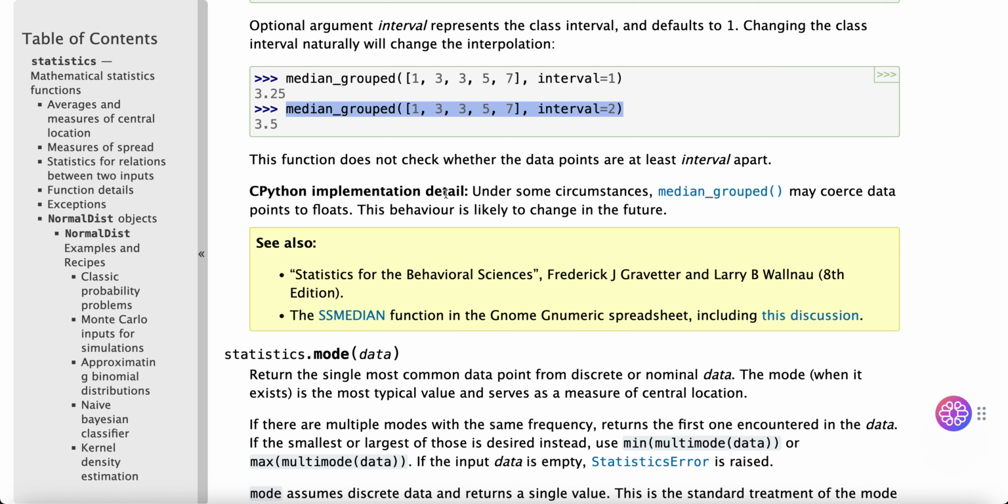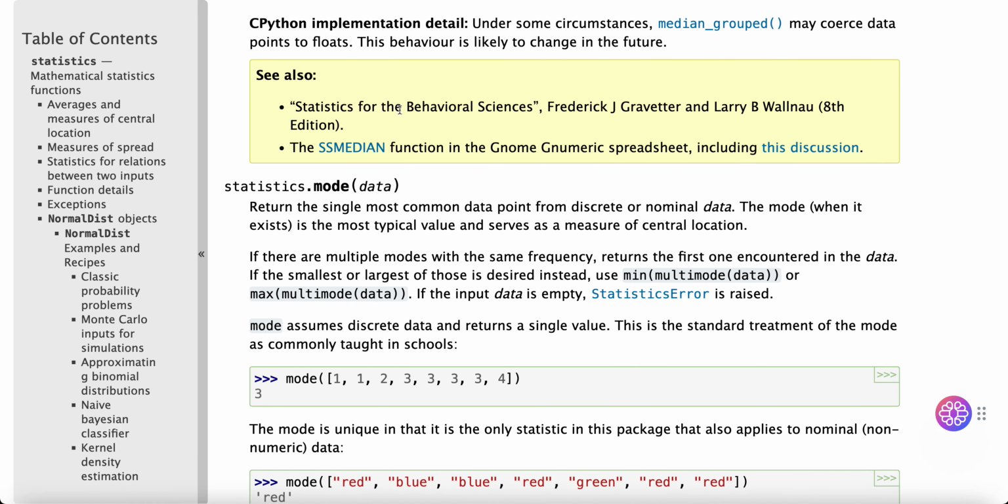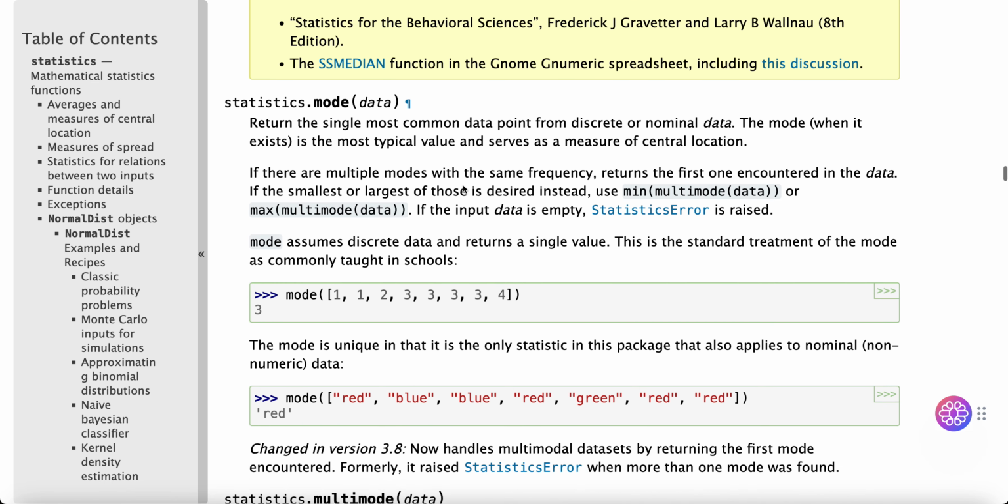See Python implementation detail: under some circumstances, median_grouped may coerce data points to floats. This behavior is likely to change in the future. Statistics for the Behavioral Sciences, Frederick J. Gravetter and Larry B. Wallnau, 8th edition. The SSMEDIAN function in the Gnome Gnumeric spreadsheet, including this discussion.